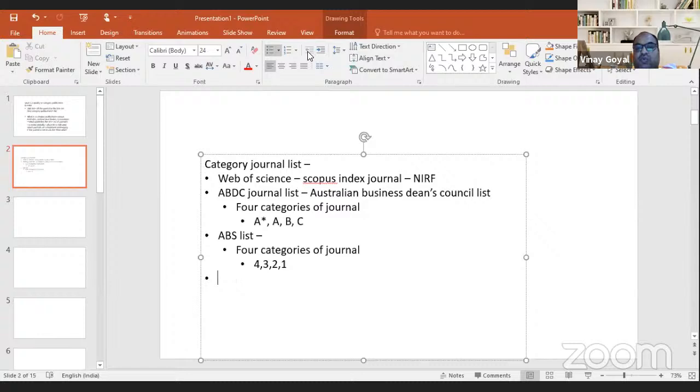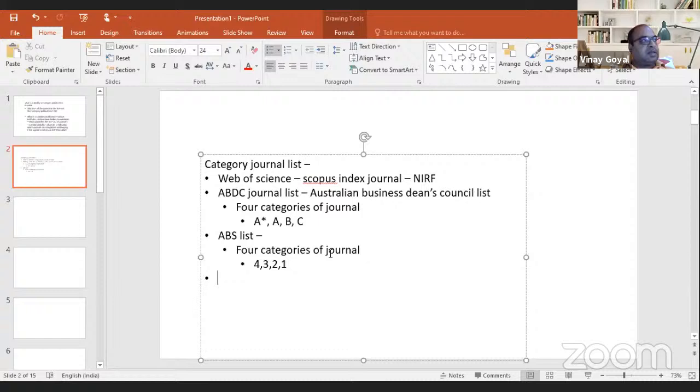Four is the highest. There may be some journal which is there in ABDC list as A star, and there may be a possibility that the journal is not there in ABS list. So these possibilities are there. Right, so we have to keep this in mind, ABS list.